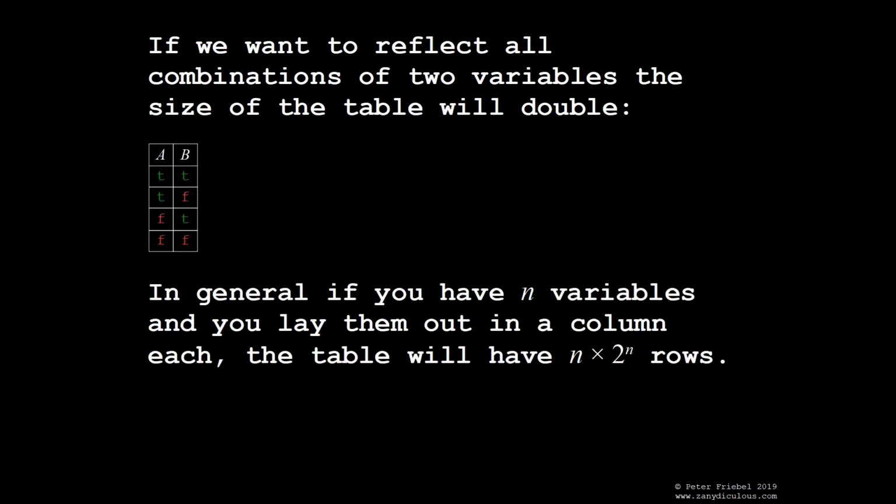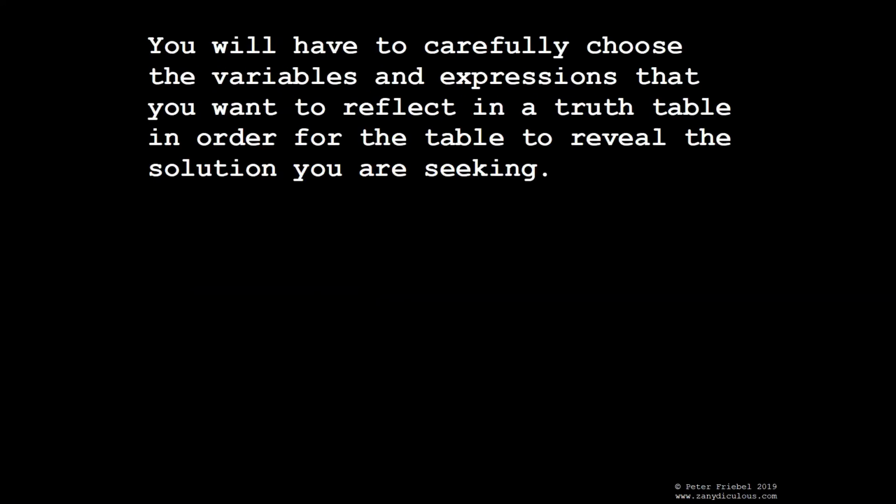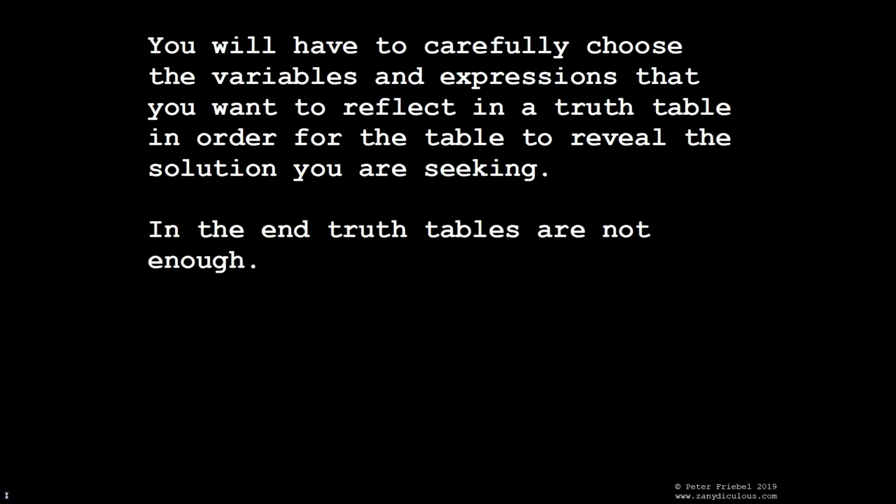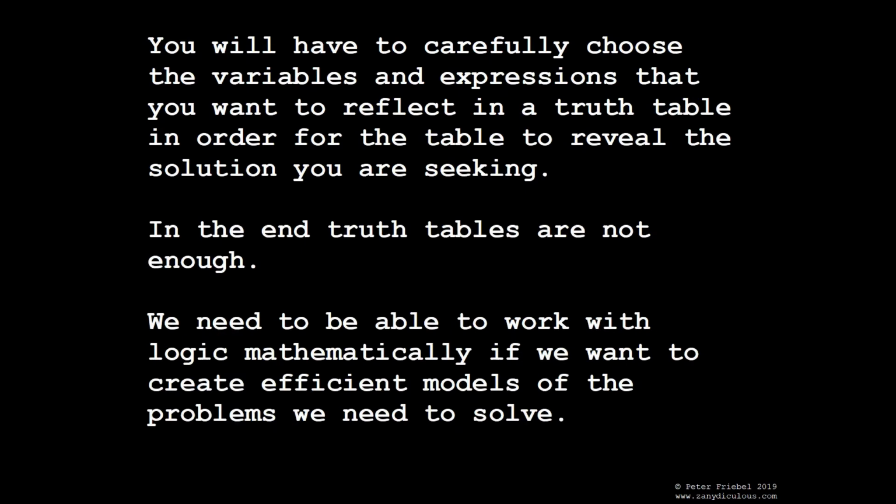In general, if you have n variables and you lay them out in a column each, the table will have n times 2 to the power n rows. This gets big very fast. So you will have to carefully choose the variables and expressions that you want to reflect in a truth table, in order for the table to reveal the solution you are seeking. In the end, truth tables are not enough. We need to be able to work with logic mathematically as well, if we want to create efficient models of the problems we need to solve.